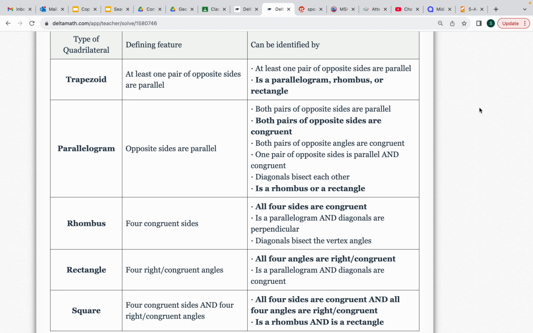If you don't want to worry about writing anything for trapezoid, that's fine. But it's important to know that if the opposite sides are congruent, that makes it a parallelogram. The diagonals, the bolded parts on the bottom, you don't necessarily have to worry about for parallelogram and trapezoid. But those are important.